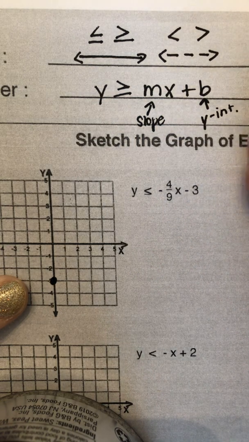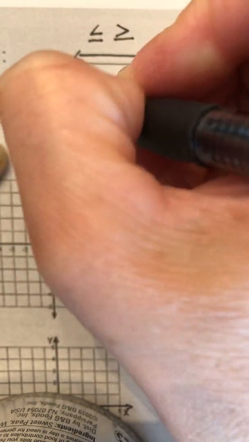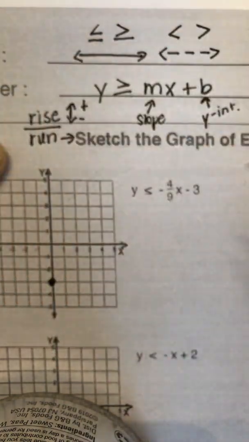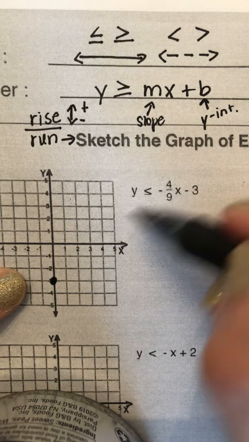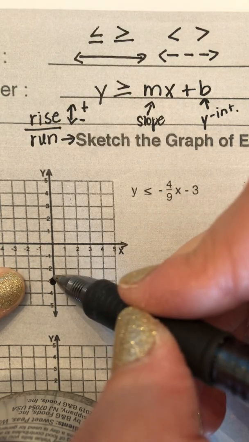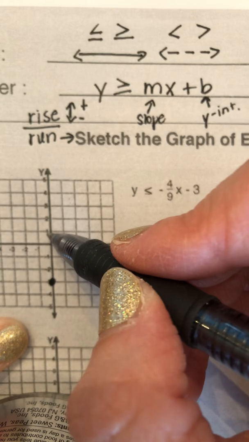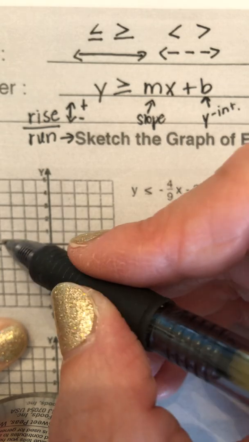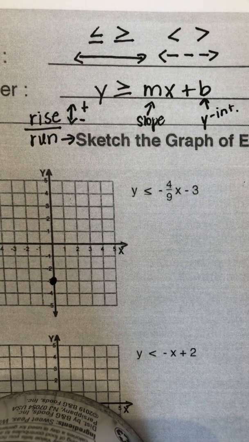So typically when we're doing our slope, we have rise over run. And our rise is up or down, run right. You should be able to go down 4. Well, on this graph, we cannot go down 4. So we're going to have to go up 4 and to the left 9, and that's not going to fit on the graph. So I'm going to go ahead and warn you about that.